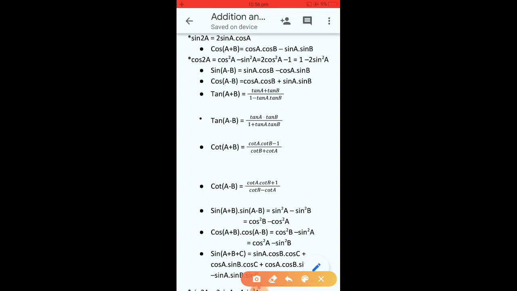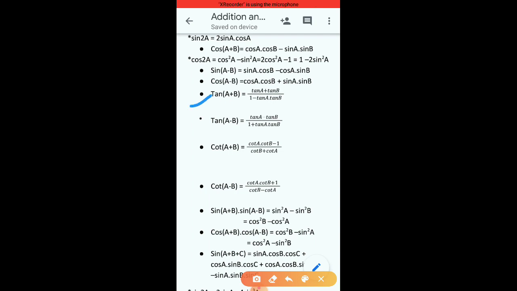Again sin(A-B), we can write sin A cos B minus cos A sin B. And cos(A-B) is equals to cos A cos B plus sin A sin B.